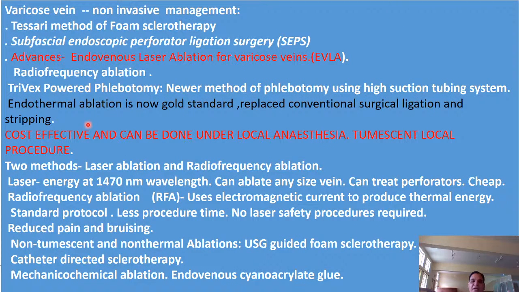So, non-invasive management: Tessari, SCPS, radiofrequency ablation, that is RFA, and endothelial ablation is now the gold standard, and it has replaced conventional surgery, ligation and stripping. It is also cost effective because it can be done under local anesthesia. That is called the tumescent local procedure. So for these two methods, laser and radiofrequency, simply write down this much and you will get flying colors. So this is RFA and EVLA. These are the main names for management.